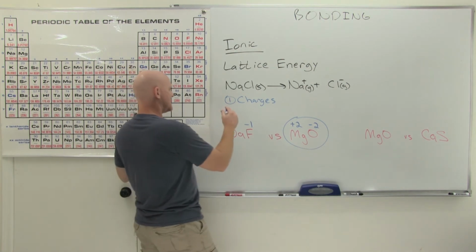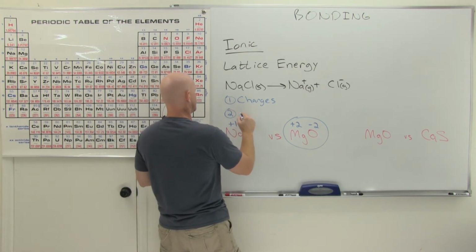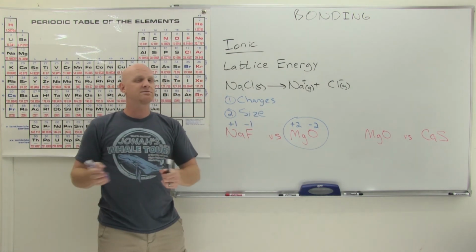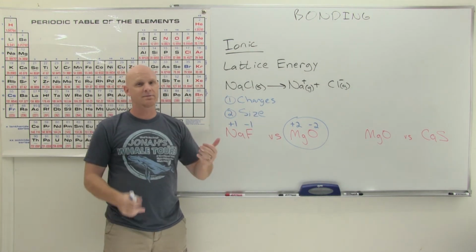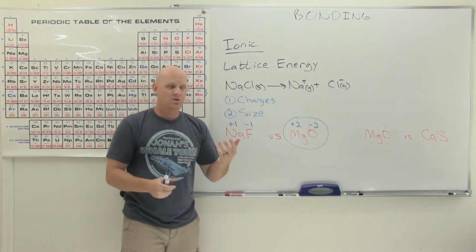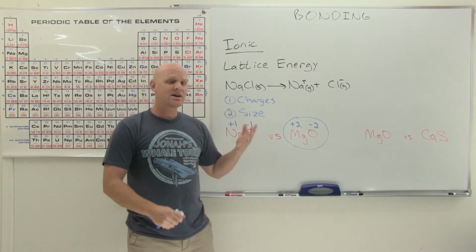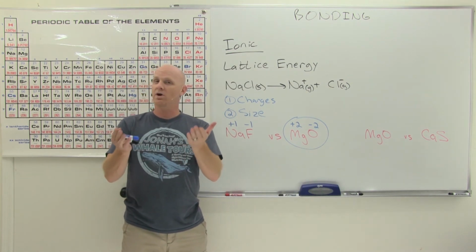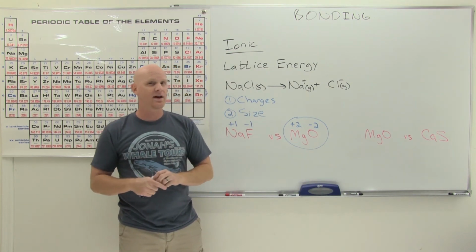Now we also have a second comparison here, and that is based on size. Typically, this is only something we involve if the charges are all the same. And if they are, then we'll go to size. And the way size works here is it turns out that shorter bonds are stronger bonds. And so shorter ionic bonds would be stronger ionic bonds, which means a higher lattice energy.